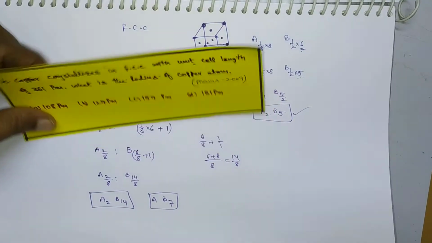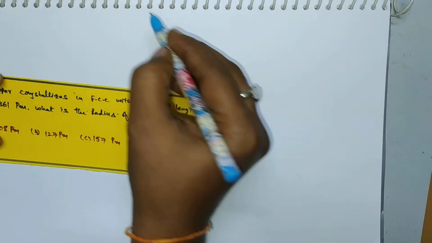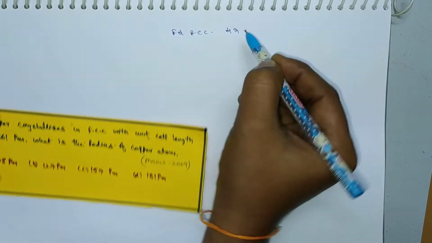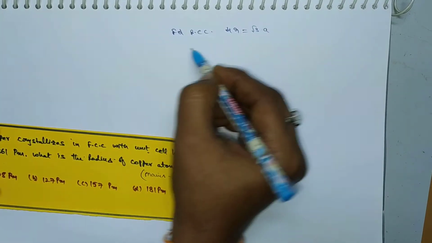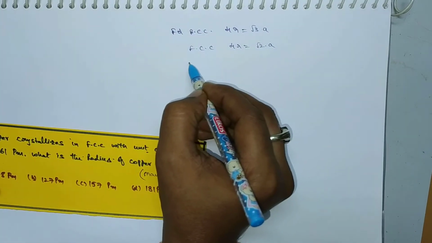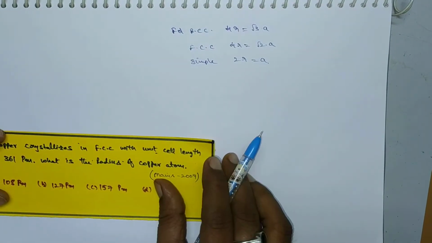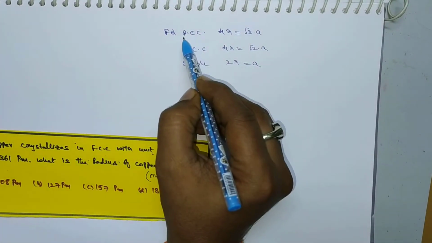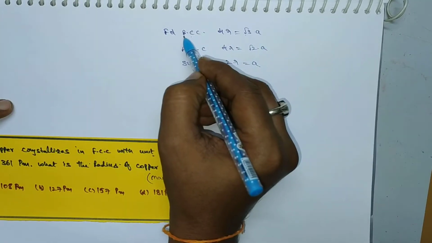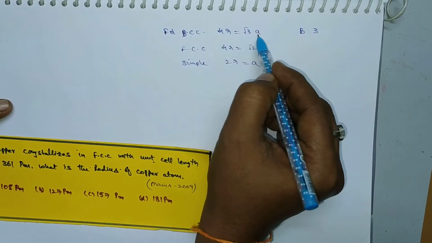In order to solve this type of problem, you have to remember some points. For the BCC structure, that is body centered cubic structure, the relation is 4r = root 3 a, and for FCC, 4r = root 2 a, and for simple cubic lattice or primitive, 2r = a. You have to remember these three. For body centered cubic structure, 4r = root 3 a. You can remember it by this small trick: B in BCC simply stands for 3. So 4r = root 3 a.